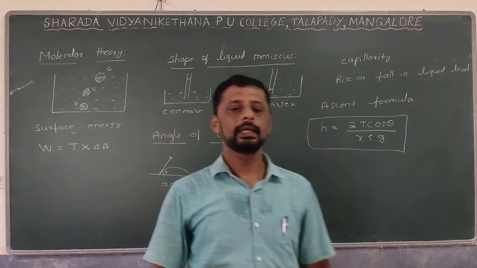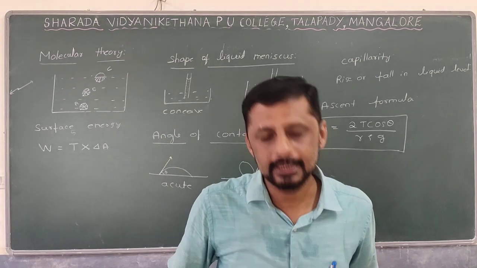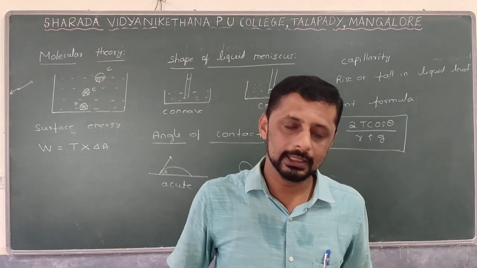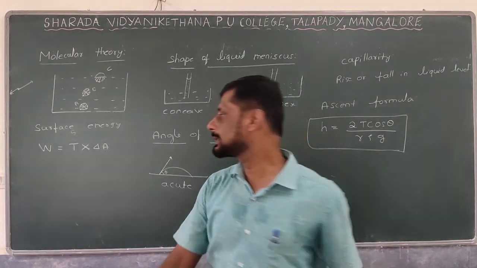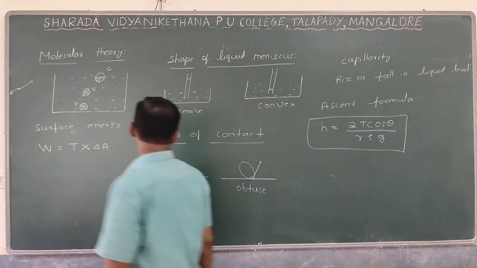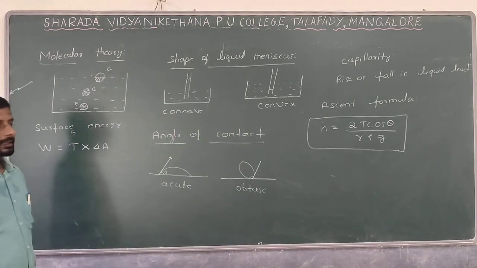So work done in order to bring the molecules to the free surface, that is nothing but potential energy, stored energy. Potential energy of the molecules which are present at the surface is given by surface tension into increasing area. Next, shape of the liquid meniscus.